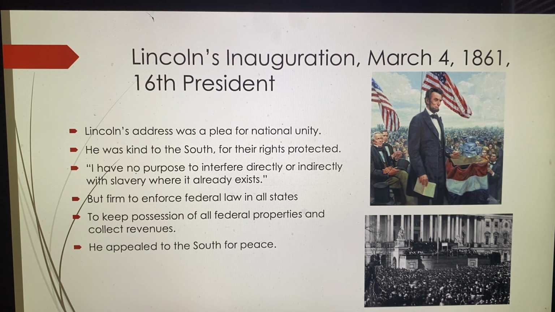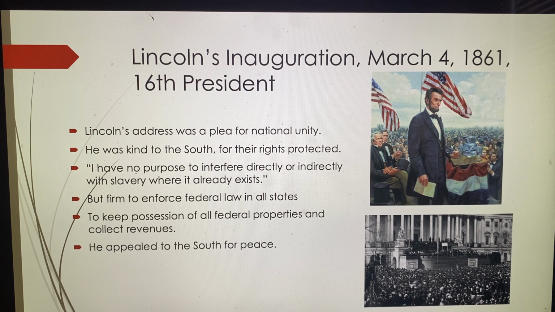At Lincoln's inauguration on March 4th, 1861, he would indeed become the 16th President of the United States, and his address was a plea for national unity. He was kind to the South. He was kind. He wanted to have their rights protected. He said, I have no purpose to interfere directly or indirectly with slavery where it already exists. Although we find later on he will emancipate the slaves.